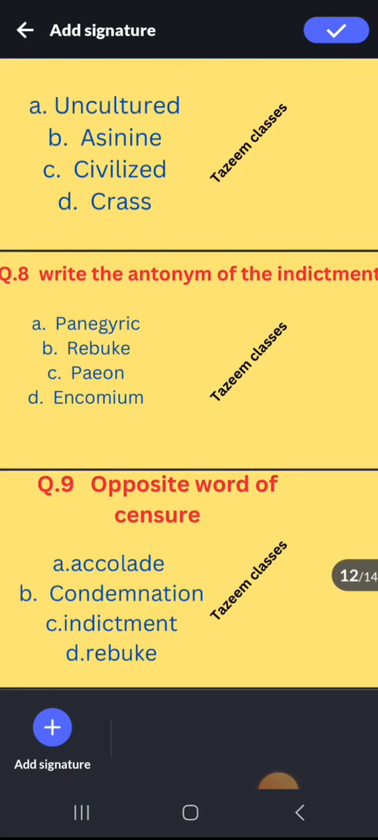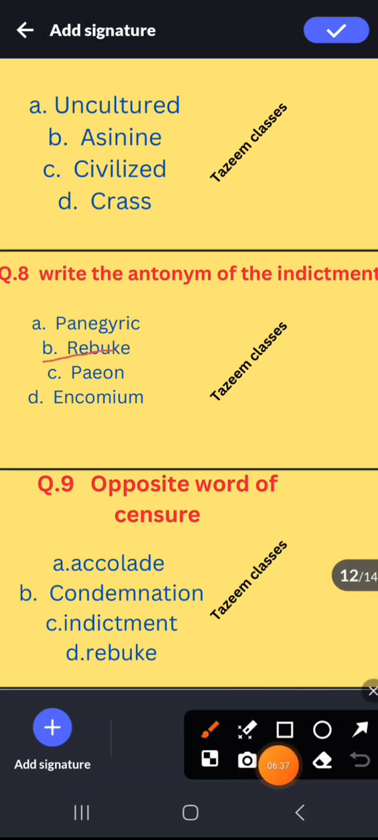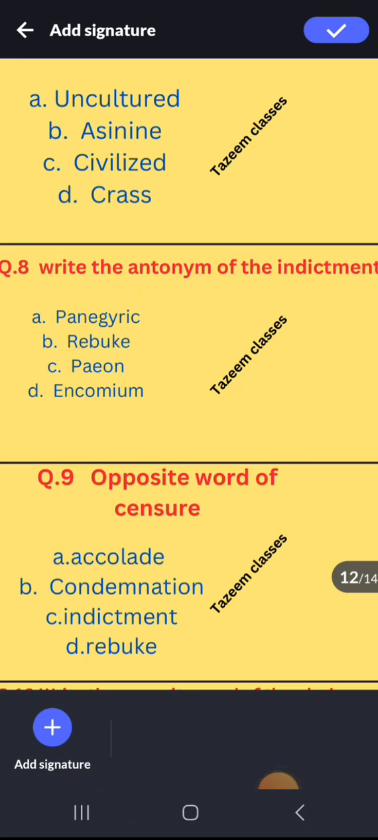So let's move to question number 8. Write the antonym of indictment. Here are the options: panegyric, rebuke, paean, encomium. So what will be the antonym of indictment? Panegyric is a positive word, paean is also a positive word, encomium is also a positive word. So rebuke is the answer to this question. Option B is right for question number 8.